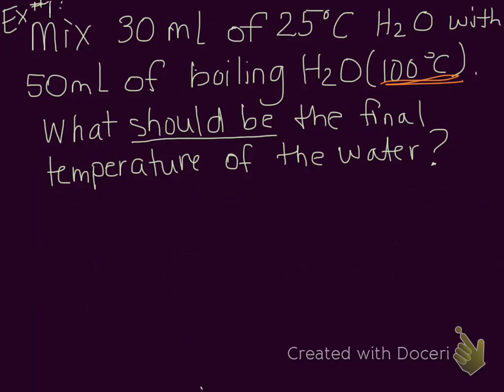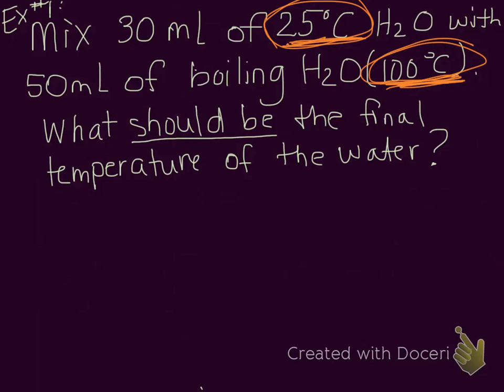Okay, so in this case, you're going to want to solve for T final. So what temperature did they come to? And we know that it's going to have to be between 100 degrees Celsius and 25 degrees Celsius because the 100 degrees Celsius water is going to lose heat energy, and the 25 degrees Celsius water is going to gain that heat energy. That's the whole purpose of heat transfer.